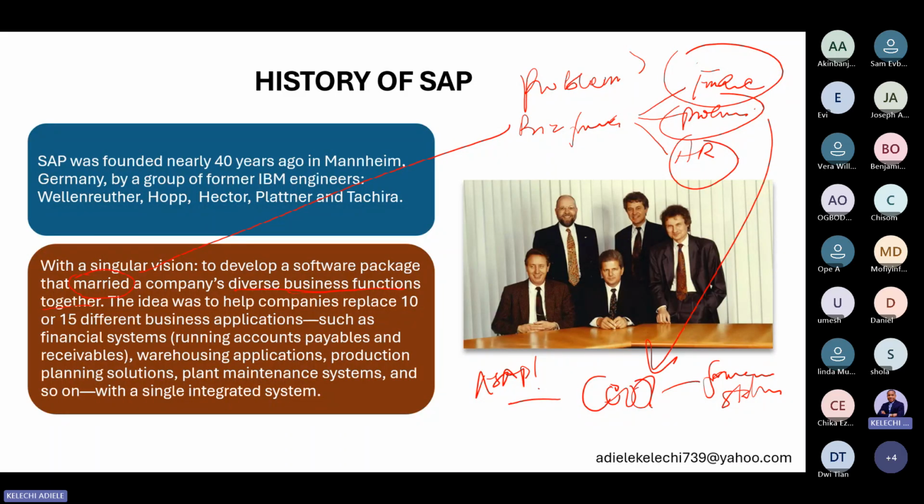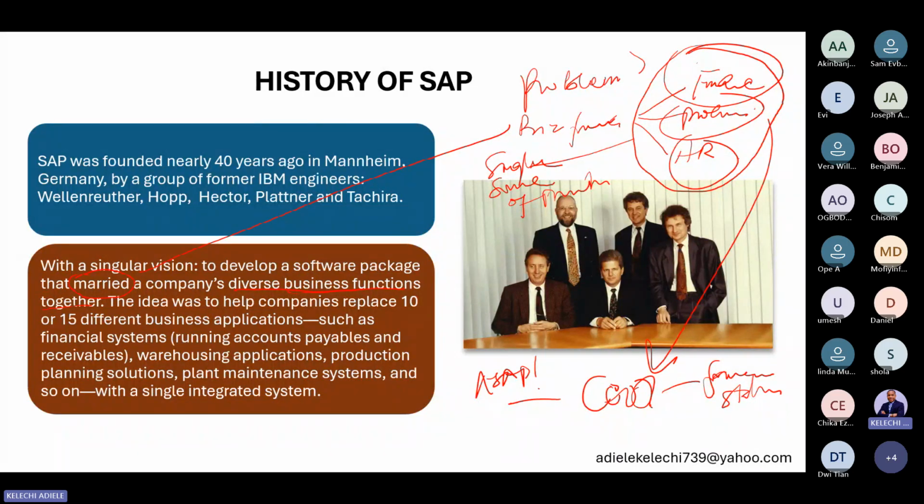CEO ASAP. So that was the vision then. The vision then was to come up with an application that would marry all these functions into what we call a single source of truth, such that within a click of a button and within seconds, this CEO can get the information he's looking for because these three applications or these three business functions are integrated, they are married.